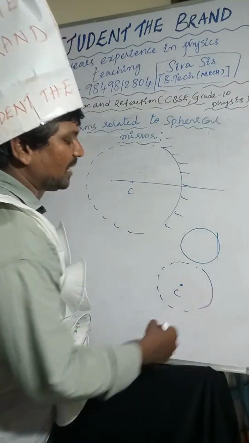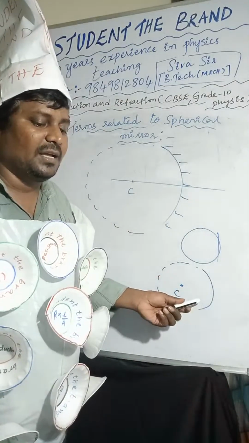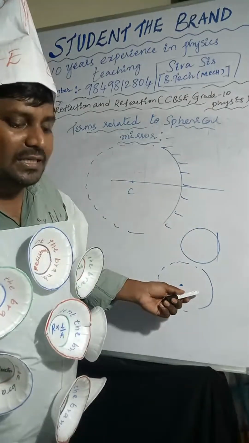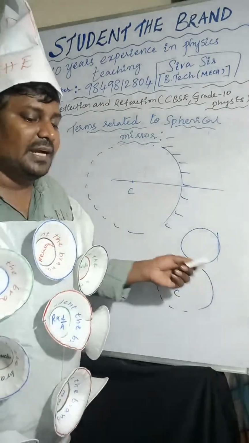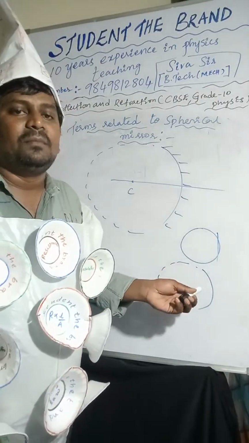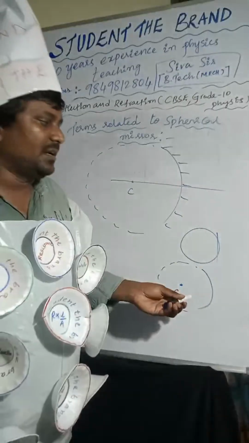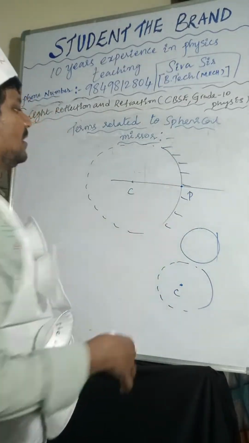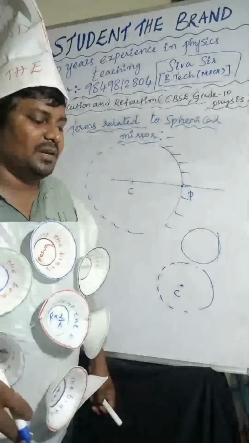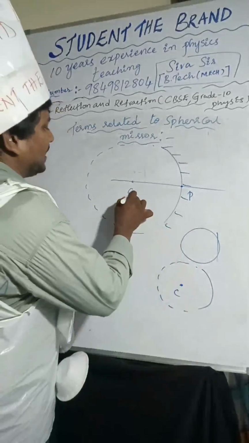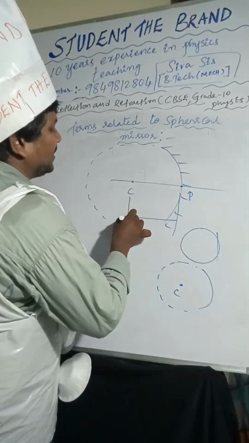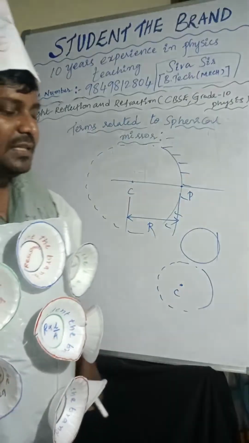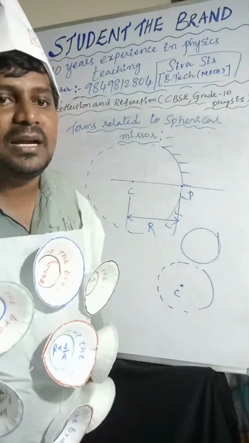The center of the imaginary sphere of which the mirror is a part is called the center of curvature. The midpoint of the mirror is called the pole. The distance between the center of curvature and the pole is called the radius of curvature.